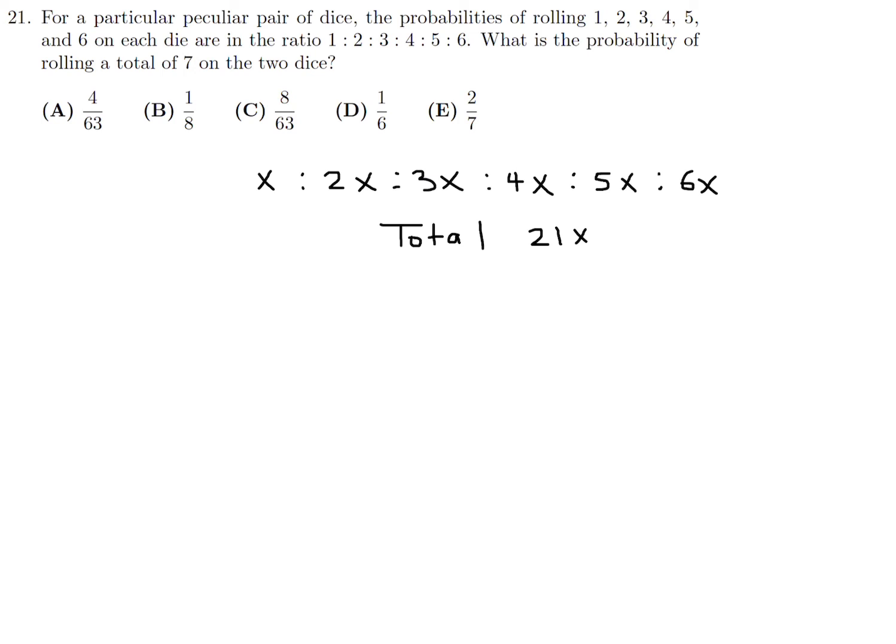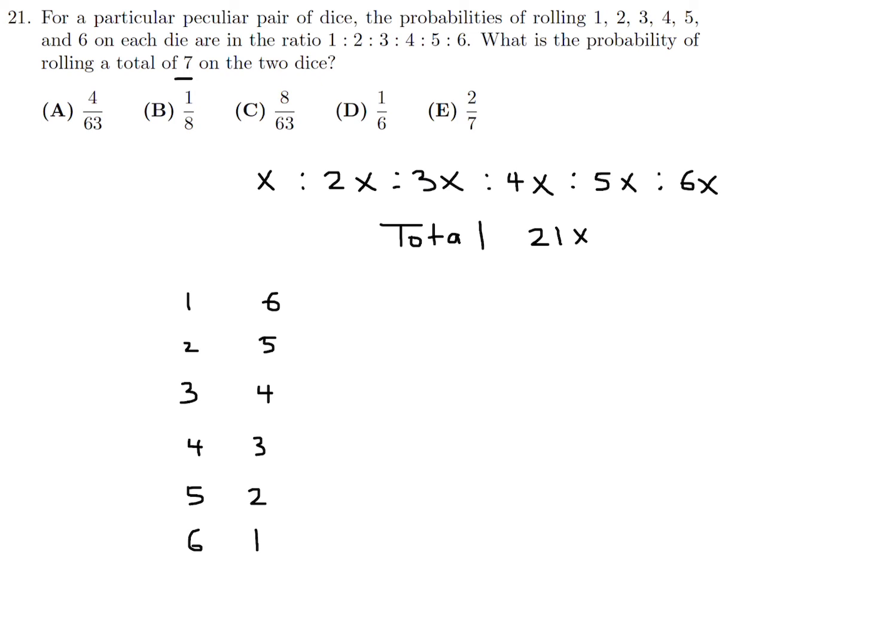So here we go. We want a sum of 7, right? So how do we get a sum of 7 on 2 dice? We can have either 1 and 6, 1 on the first die and 6 on the second die. We can have either 2 and 5, 3 and 4, 4 and 3, 5 and 2, and finally 6 and 1. So we'll figure out the probability for each of these.